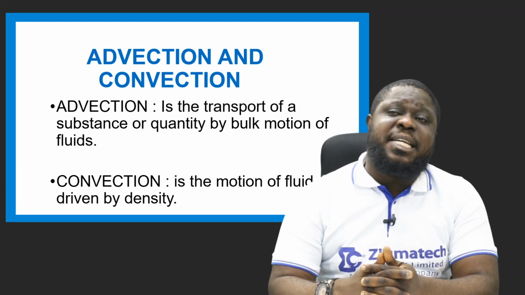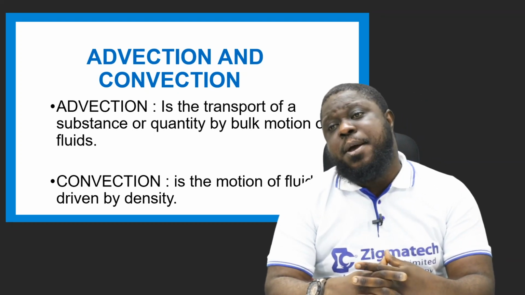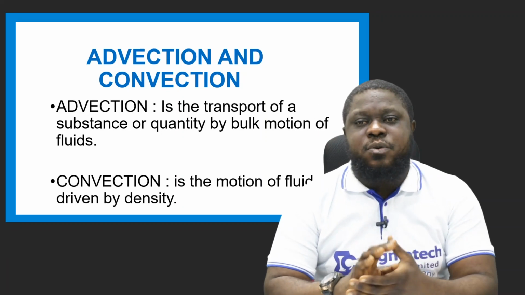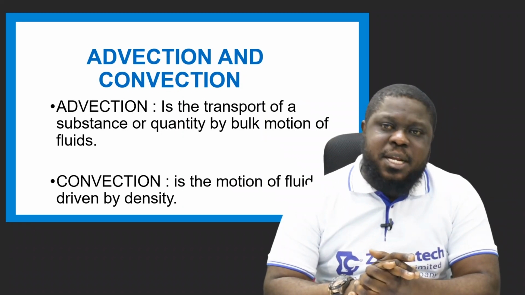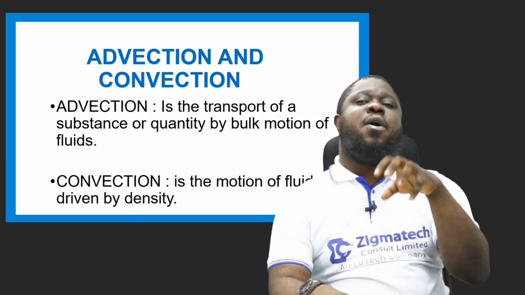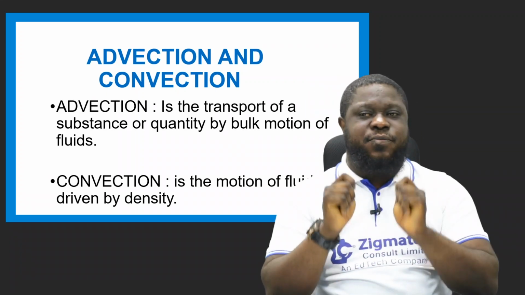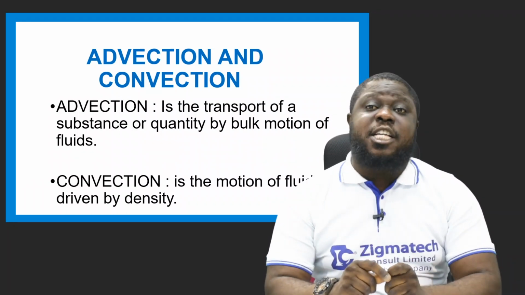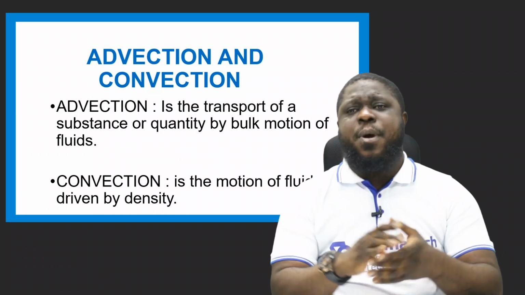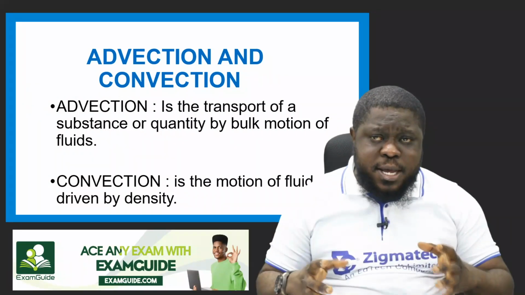Now, advection is the transport of a substance or quantity by bulk motion of fluid, while convection is the motion of fluid driven by what? Density. Now, like I said, this bulk motion is a characteristic of advection and convection. Now, the advection is the transport of a substance or quantity by bulk motion of fluid. Now, when these molecules come out in bulk, it's advection.